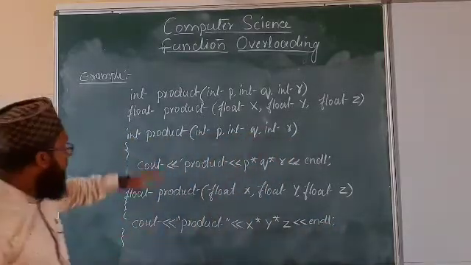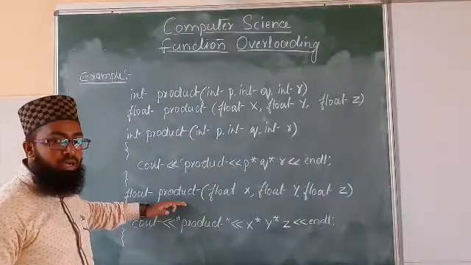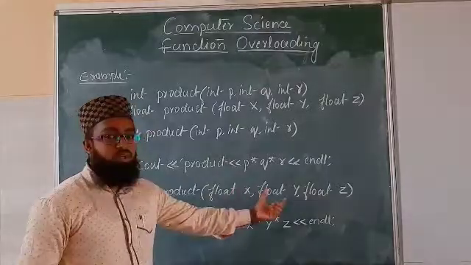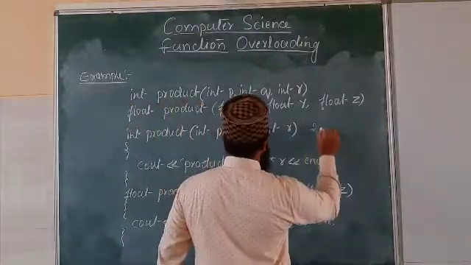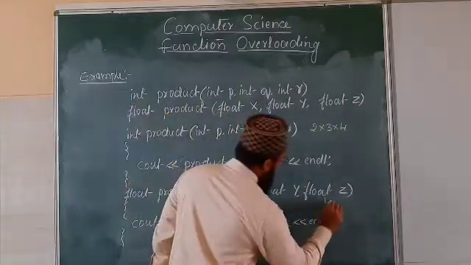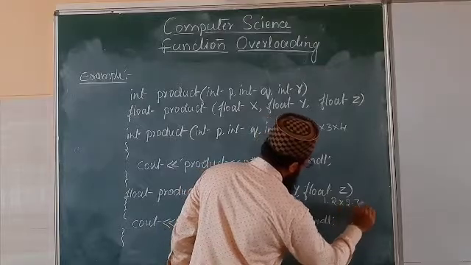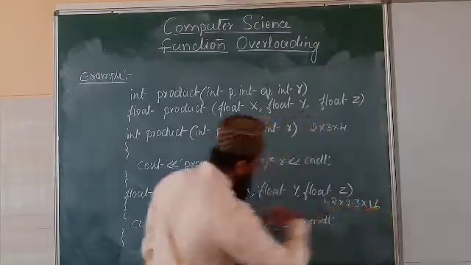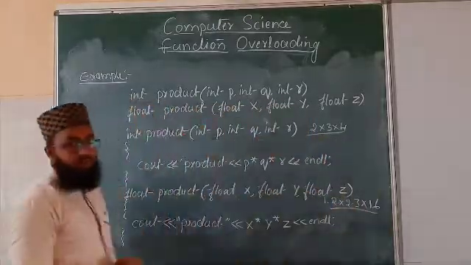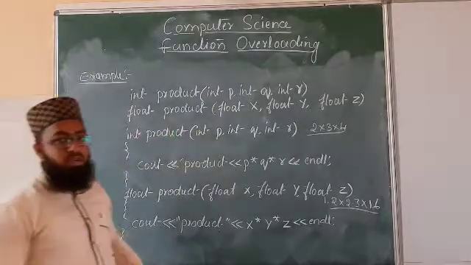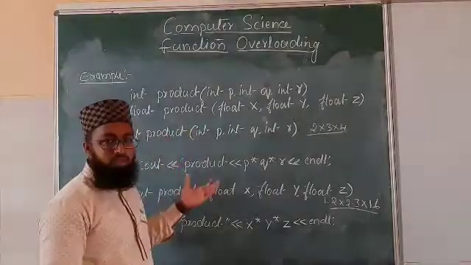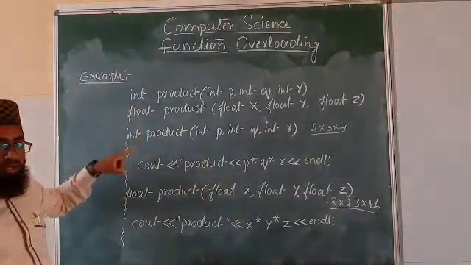So here both are product, both are doing multiplication, but here we are doing integer numbers, and here we are doing float numbers. In integer type we can do 2 into 3 into 4 like that, but in float type we need to do 1.2 into 2.3 into 1.6 like this. Floating numbers here, integer numbers there. So this is called function overloading. Dear students, hope you have understood the concept of function overloading.